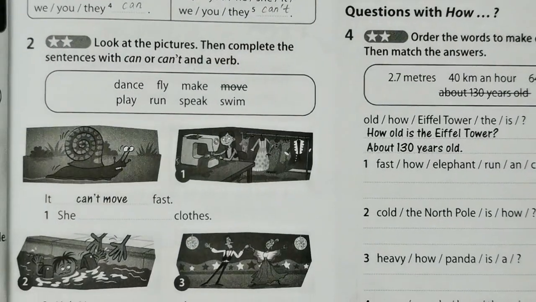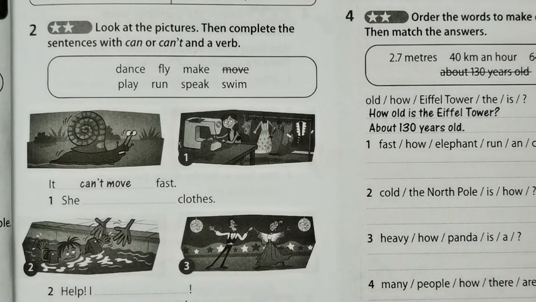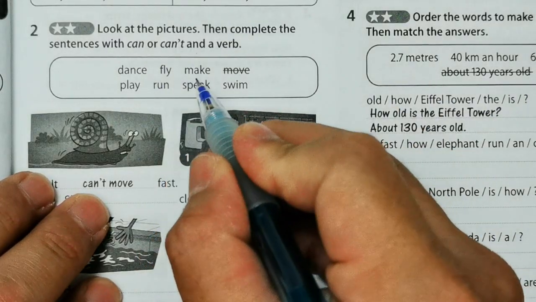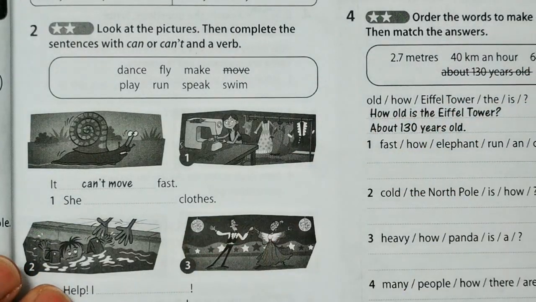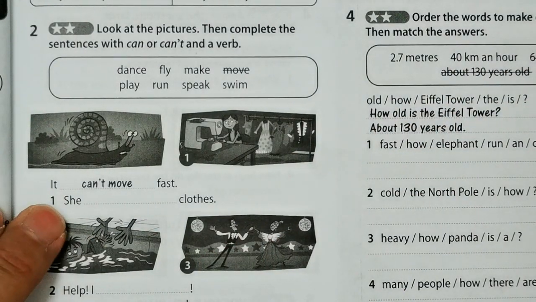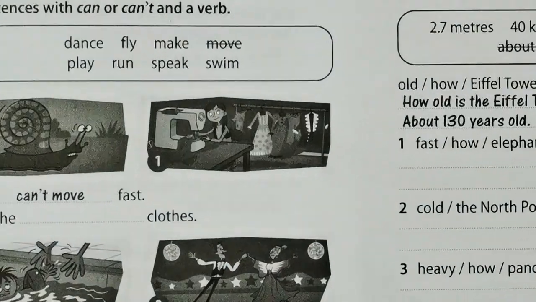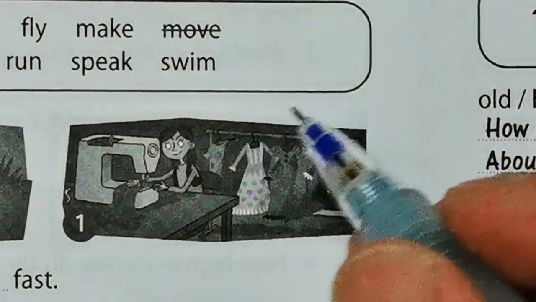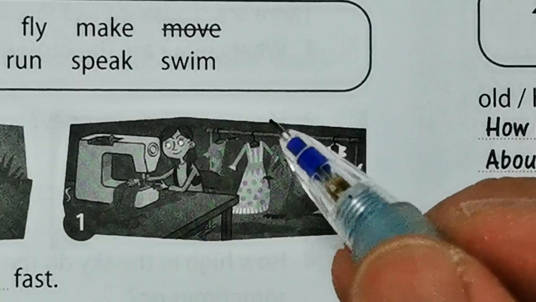And then next we move on to Activity 2. Look at the pictures, then complete the sentences with can or can't and a verb. We have dance, fly, make, move, play, run, speak, swim. The first example, we have a snail here. It can't move fast. So this is the example. Maybe I maximize it a bit for the picture. For picture number 1, a girl is making clothes basically.